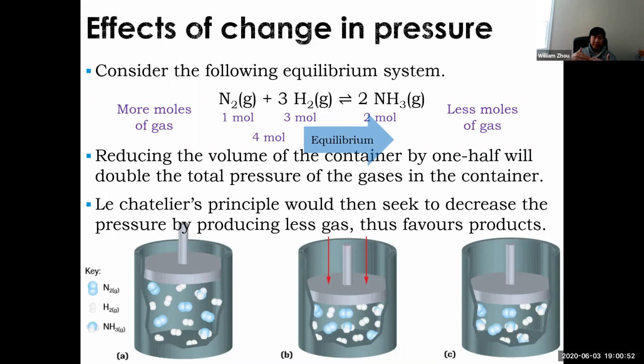All right, so that's why I said there may be a change. So there must be differences in the moles of gas in the product versus the reactant. So is this clear? Any questions? Y'all good?